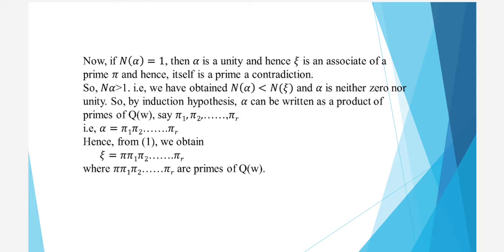So by induction hypothesis, α can be written as a product of primes of Q(ω), say π1, π2 and so on πr. That is α = π1π2 and so on πr. Hence, from equation 1, we obtain ξ = ππ1π2 and so on πr, where π, π1, π2 and so on πr are primes of Q(ω).